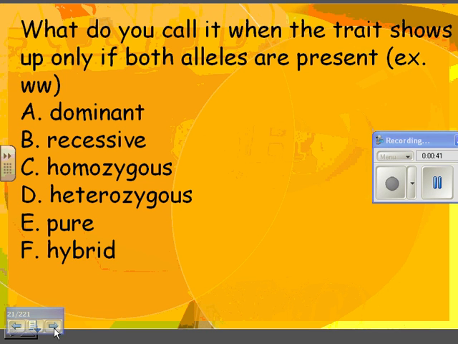What do you call it when the trait shows up only if both alleles are present? So little w. So in other words, if you have big W, little w, that trait wouldn't show up. So what do you call these little letters? What do you call those traits? And the answer here is recessive.